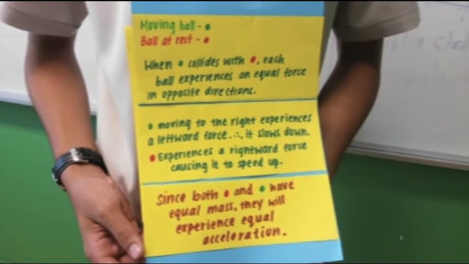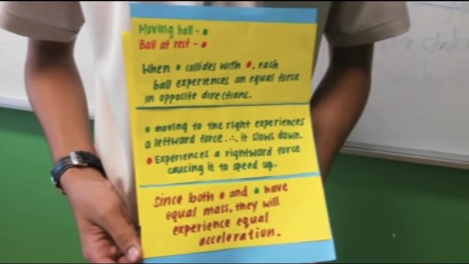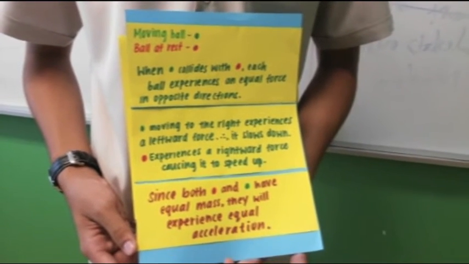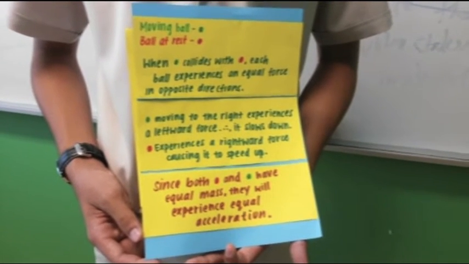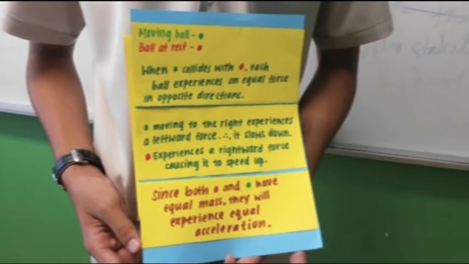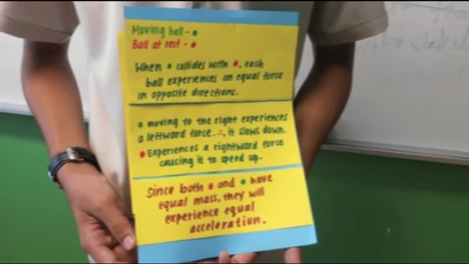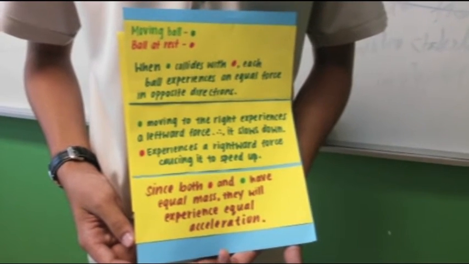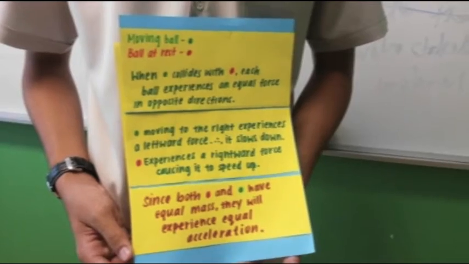Let's represent the moving ball as green and the red ball as the ball at rest. When a moving ball collides with a red ball, each ball experiences an equal force in the opposite direction. The moving ball moving to the right experiences a leftward force, so it slows down, while the ball at rest experiences a rightward force, causing it to speed up. Since the moving ball and the ball at rest have equal mass, they will experience equal acceleration.